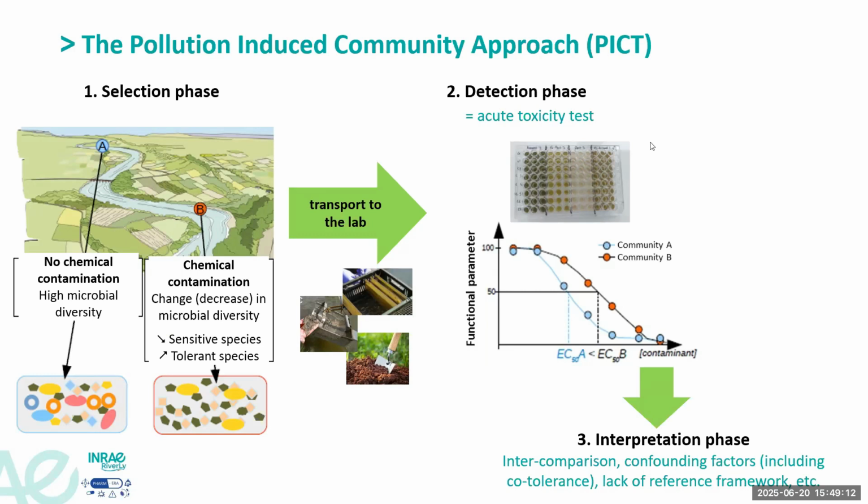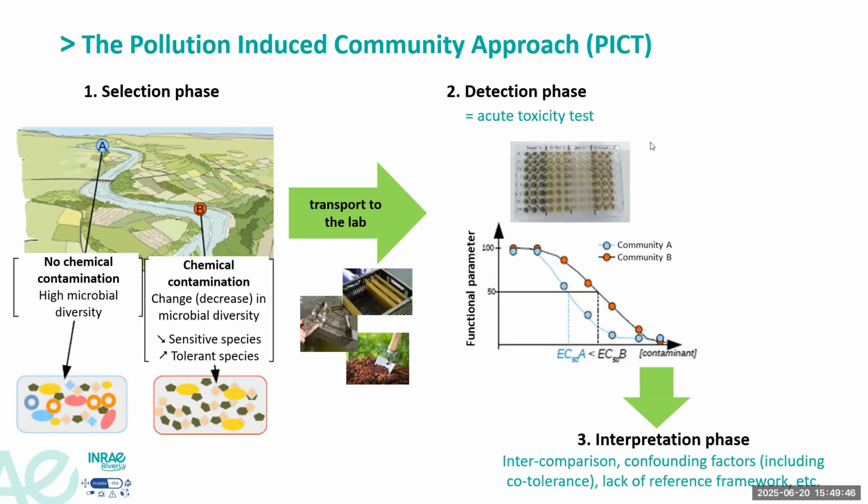And I think that something that is missing in the papers that we have written several years ago, and I think this is important, is the last phase, the interpretation phase, because today it is still difficult to compare the results between different rivers or different soils and so on. There's a lack of information about the influence of confounding factors. For example, what about co-tolerance in a context of multiple contamination or something like that?